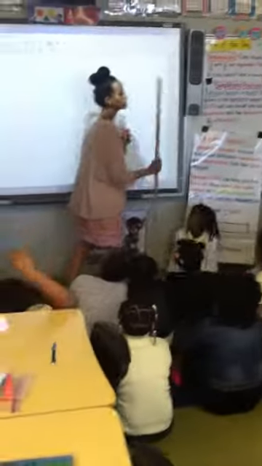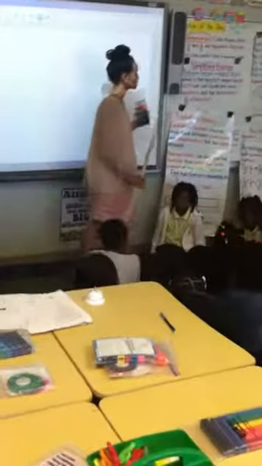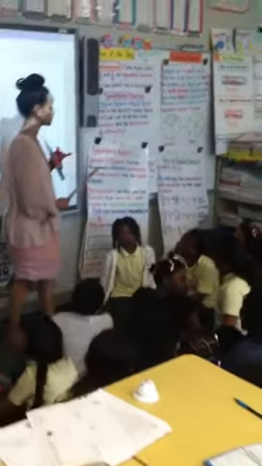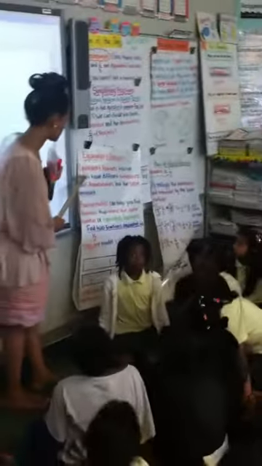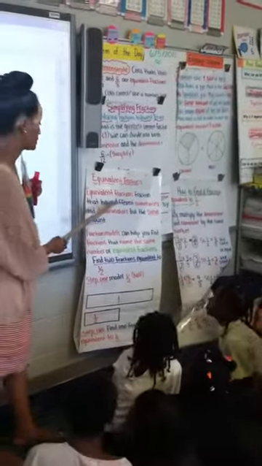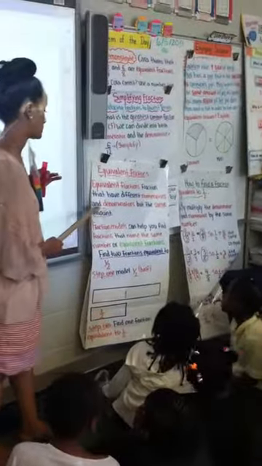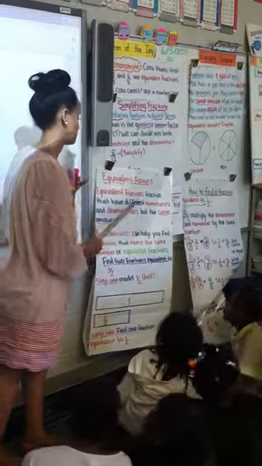Okay, 1/2. All right. Today we're going to learn about equivalent fractions. So let's read what the definition of equivalent fraction is. An equivalent fraction is a fraction that has different numerators and denominators but the same amount.